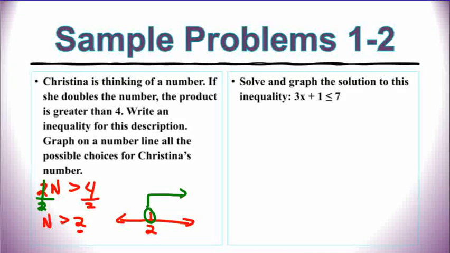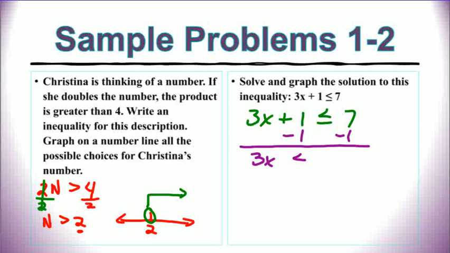Next one, solve and graph the solution of this inequality. So I'm going to rewrite this. 3x plus 1 is less than or equal to 7. Now, just because we have a symbol here that doesn't say equals to, you still solve it the same way. This one is a two-step process. So we need to get 3x by itself. I don't want this plus 1. So the opposite of plus 1 is subtracting 1 on both sides. And you have 3x is less than or equal to 6. And then to get x by itself, the opposite of multiplying by 3 is dividing by 3. And I do that on both sides. And I have x is less than or equal to 2.